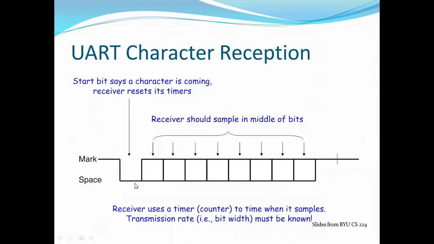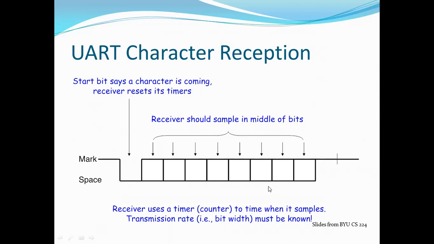Character reception: how characters are received in a UART. Whenever a start bit is received at the receiver, it comes to know that data is arriving. The start bit signals that a character is coming, and the receiver resets its timer, sampling in the middle of the bits. After the start bit, the receiver receives the bits until it comes across a stop bit, and then it stops receiving.